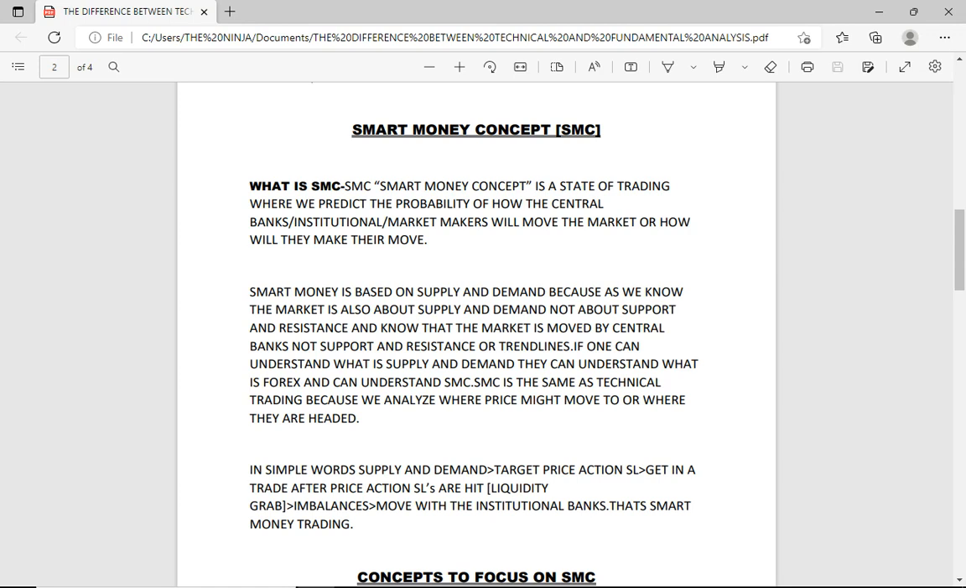SMC, smart money concept, is a state of trading where we predict the probability of how the central banks, institutions or market makers will move the market, or how they make their move. So remember, the market is moved by central banks. The main players for the market to move are big banks, central banks. You can search them. The Bank of States. I forgot their names, but you can check the big banks of each and every country. Every country has a big bank. So yes, those are the people who actually move the markets.